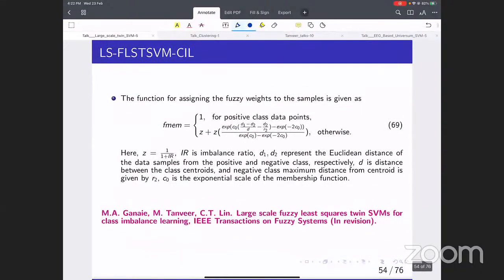And we used these fuzzy weights, fuzzy membership functions. And here Z is 1 upon 1 plus IR, where IR is the imbalance ratio. So you can see, for example, we have the COVID case. If we compare COVID with non-COVID, the number of COVID cases is small compared to the healthy persons. So it's a highly imbalanced situation. So we have to write the formulation in such a way that it handles the issue of class imbalanced learning.